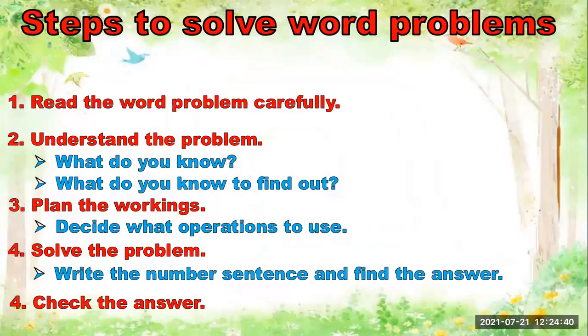So here are the steps that we had last time. Read the word problem carefully, understand the problem, what do you know about the problem, and what do you need to find out, and then you have to plan the workings, decide what operations to use, and then solve the problem and write the number sentence and find the answer.